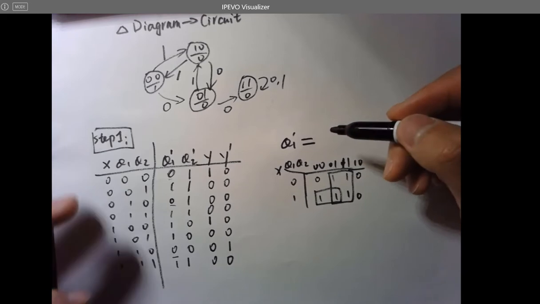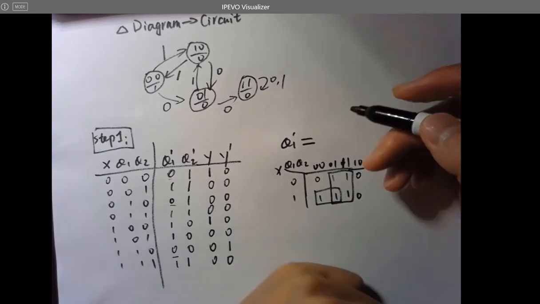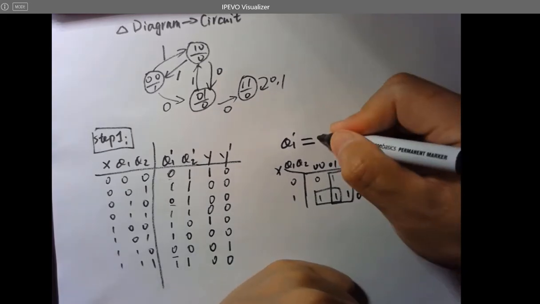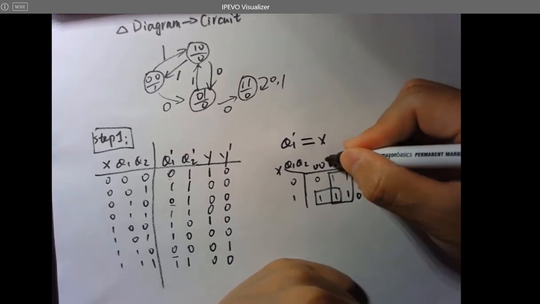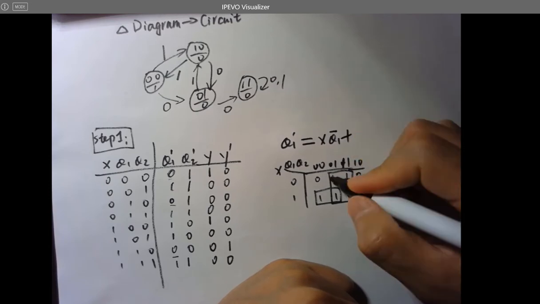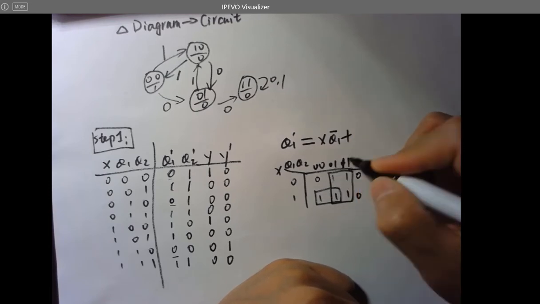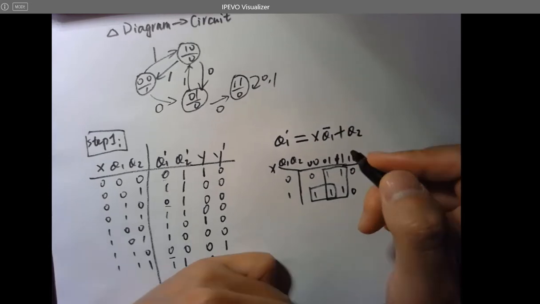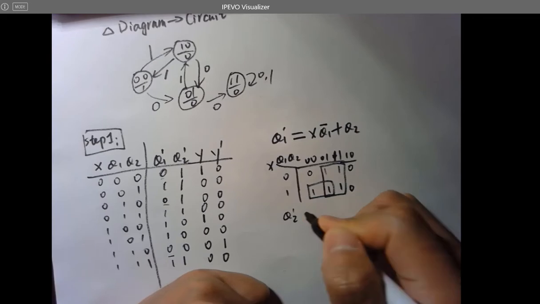So Q1 prime equals X naught, Q1 naught, or Q2. That's Q1 prime. What about Q2 prime?